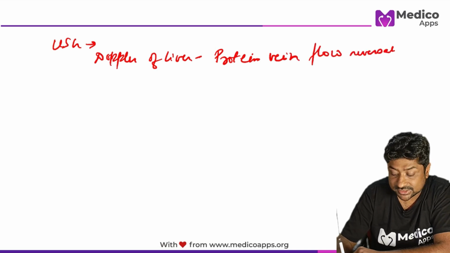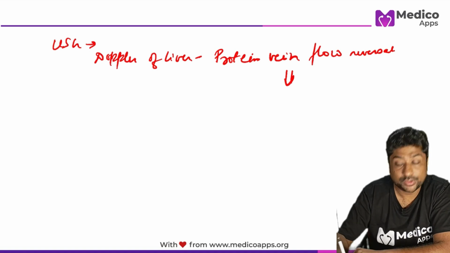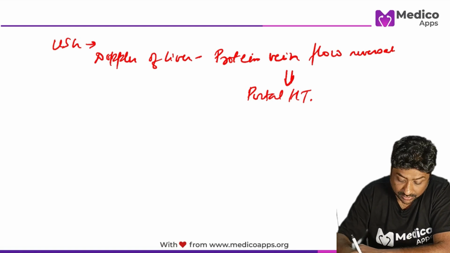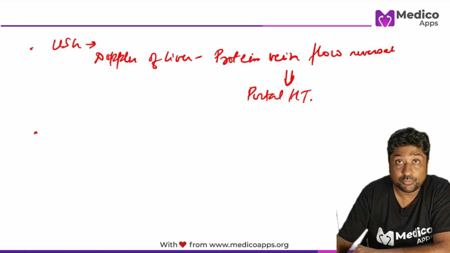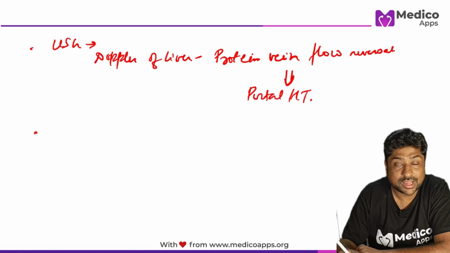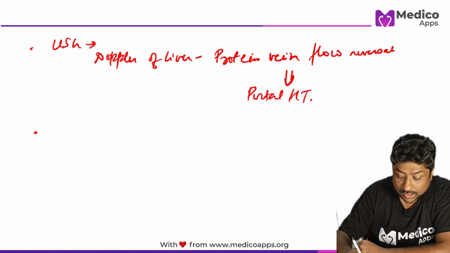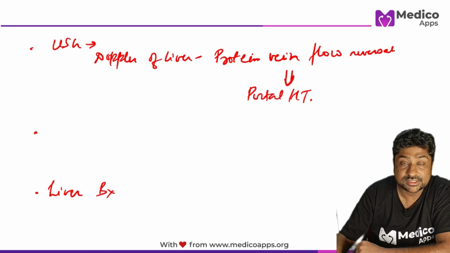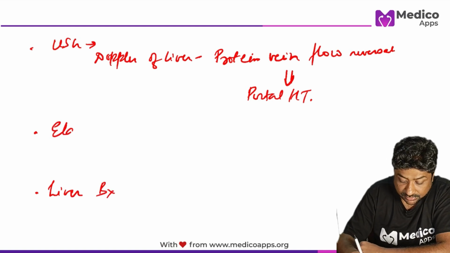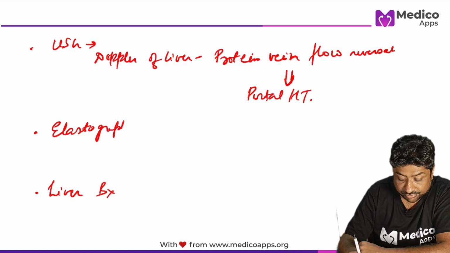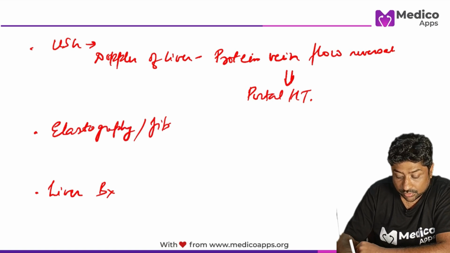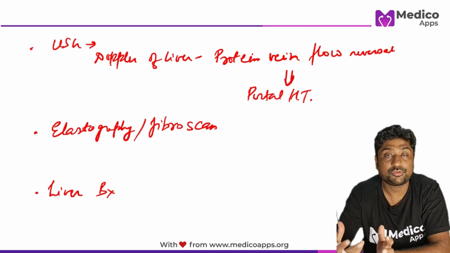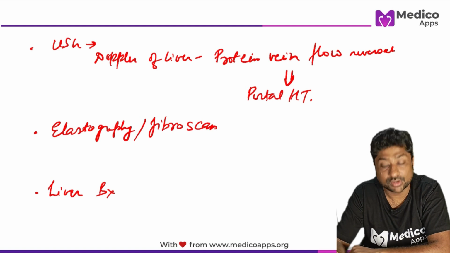If this word is mentioned, this is an indirect way to say there are signs of portal hypertension. Also, we can establish a diagnosis with the help of liver biopsy, but we know that liver biopsy is invasive. So there is another test, also called elastography or fibroscan, which is a good proxy for the amount of fibrosis in the liver because of the alcoholic liver disease.